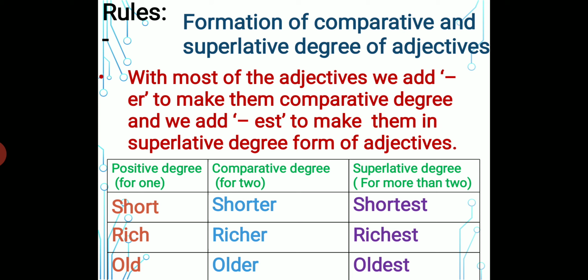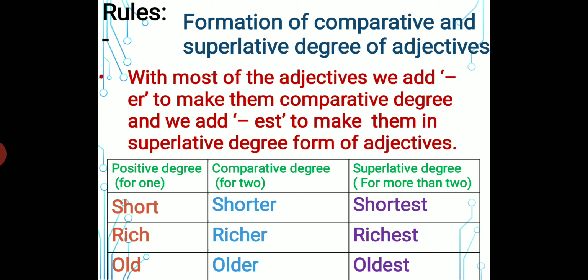Okay. First is short, and generally we add er. So we add only er to short, it becomes shorter. So what is the comparative form of short? Shorter, right? And to make it a superlative degree, we add est to short. So it will be shortest, right?